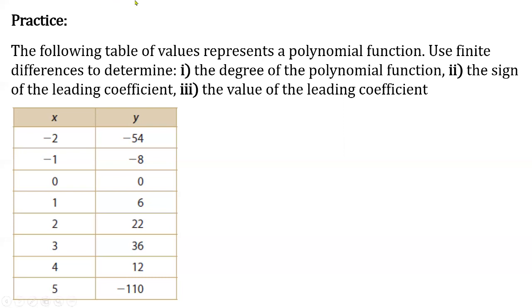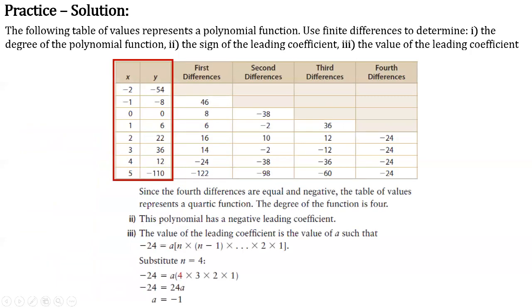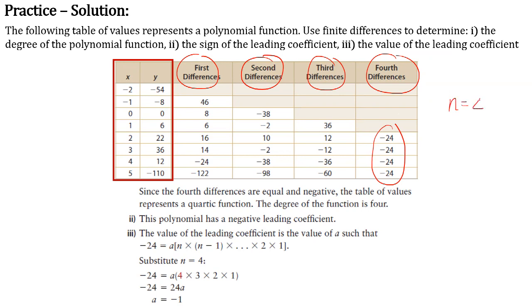All right, let's have a look at the solutions together. First of all, follow the same method. We can calculate its first differences, second differences, third differences, all the way down to the fourth differences, and find that when calculating its fourth differences, the differences are equal and constant, right? So that means the degree of the polynomial must be 4, right?